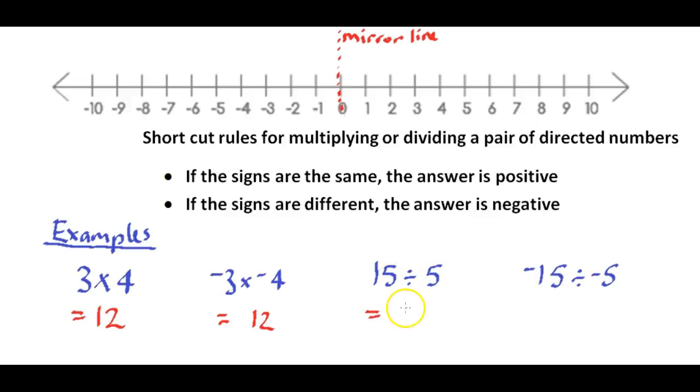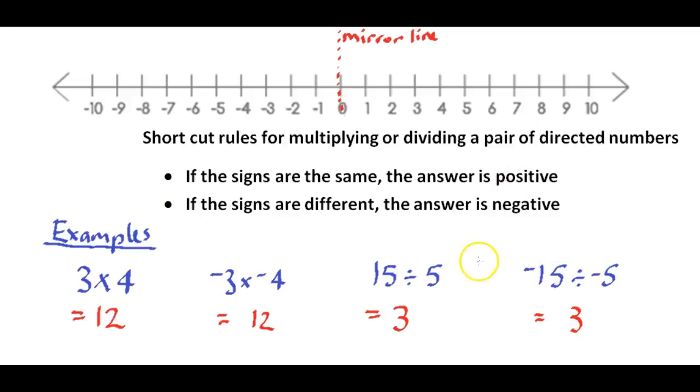15 divided by 5, well, we've done those before, is 3. The signs are the same, so my answer is positive. And the last one here is negative 15 divided by negative 5. Well, 5 goes into 15 3 times. Now the signs are the same, so the answer is positive, so it's 3.